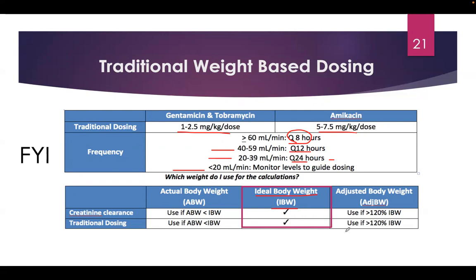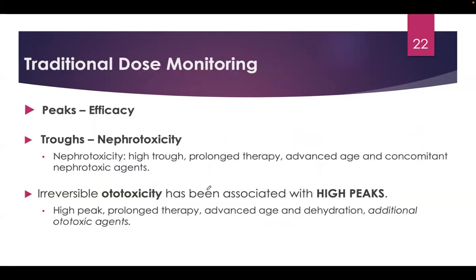I use adjusted weight if you're greater than 100%. That's what I do. Otherwise, I will use actual if you're less than 100%. And it's worked out fine. Remember, I'm drawing levels, so I have a clue what's going on. What you don't want to do in the obese patient is use actual weight, because then you're going to end up dosing a lot of adipose tissue, and that can lead to some pretty profound sequelae.